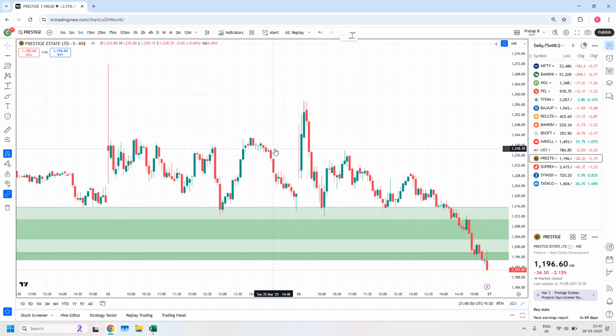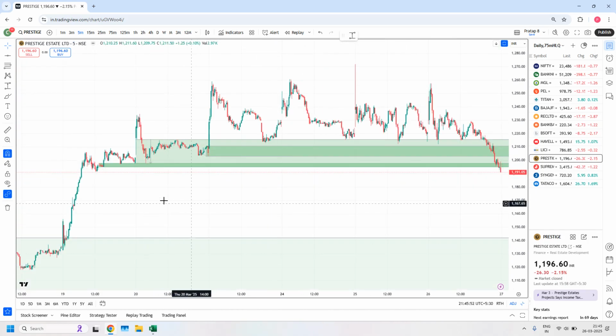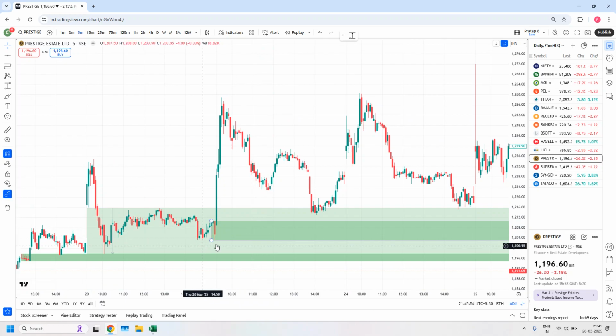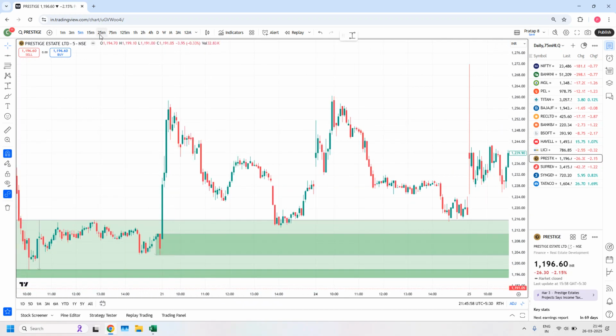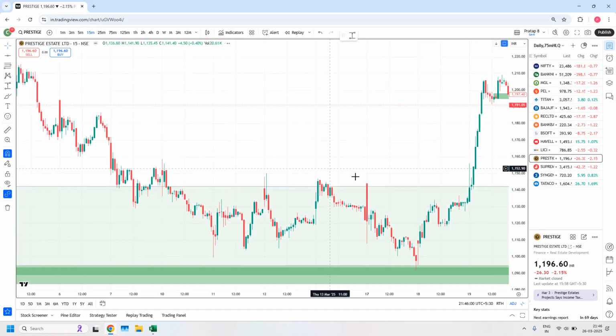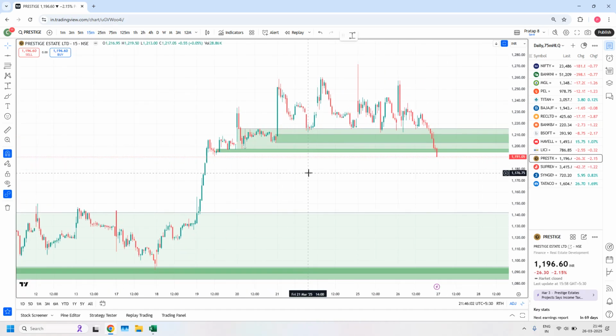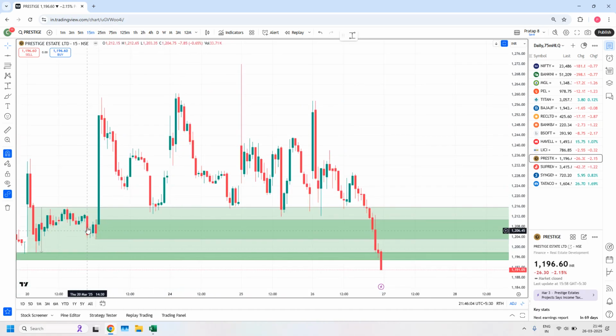See, the last half an hour, this zone is violated. We have drawn a 15-minute zone in Prestige. First, let me show you. We have an excellent 15-minute zone. See here, we have a drop, 3 base candles, rally. Excellent, right? But go to 5 minutes.